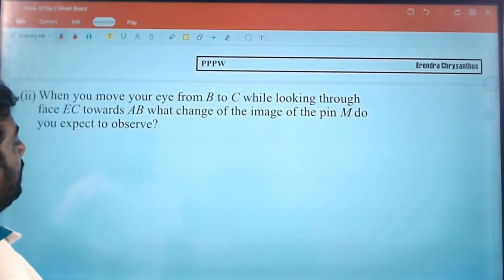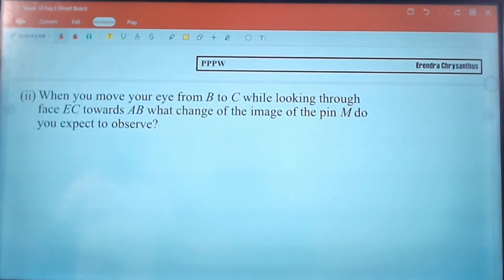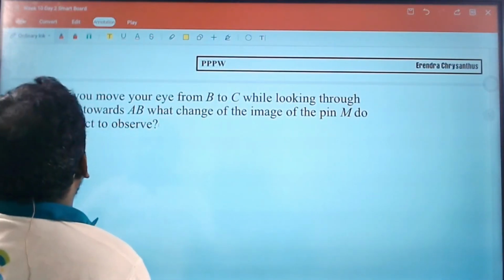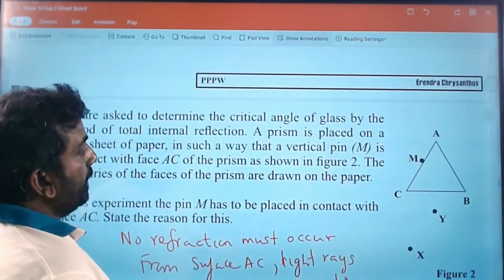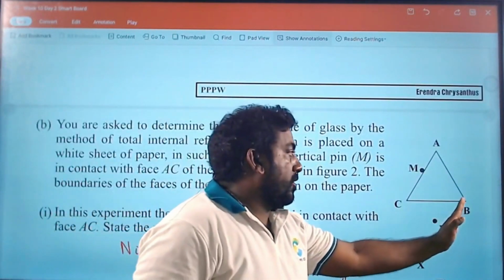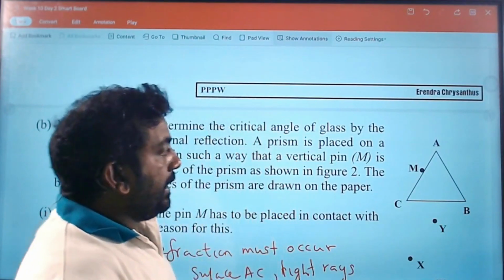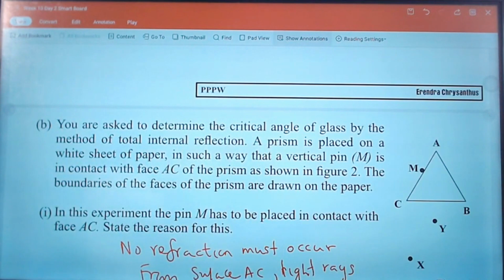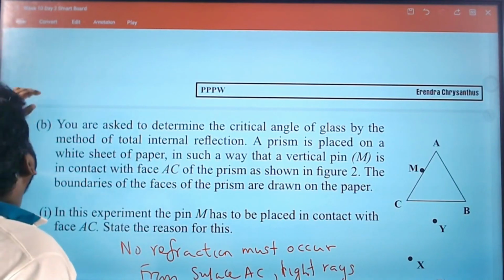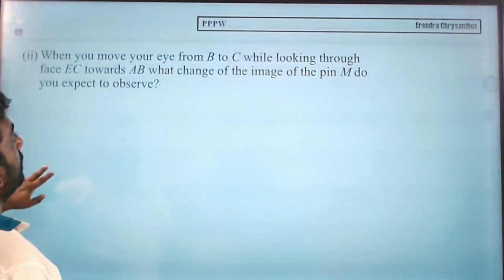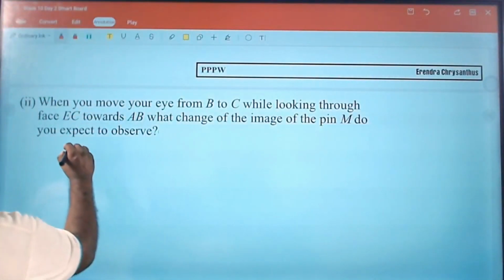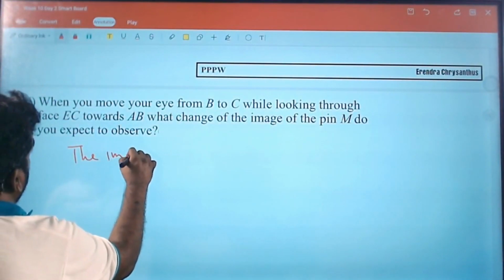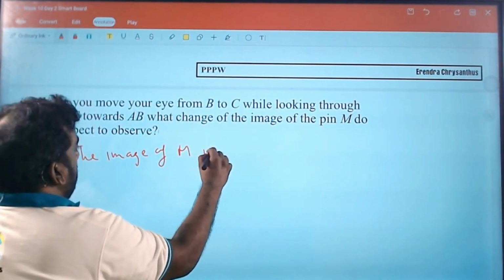When you move your eye from B to C while looking through the face EC, what change in the image of the pin M do you expect to observe? When you move your eye from B to C, at one instant the image of M is just about to disappear.